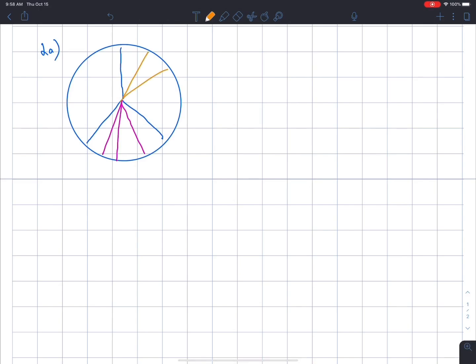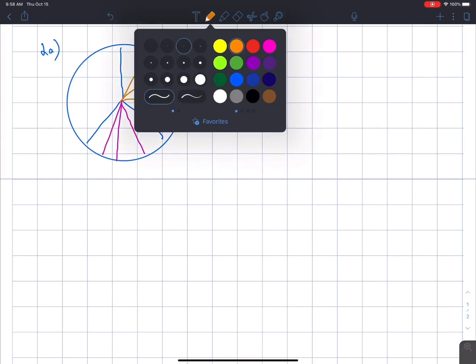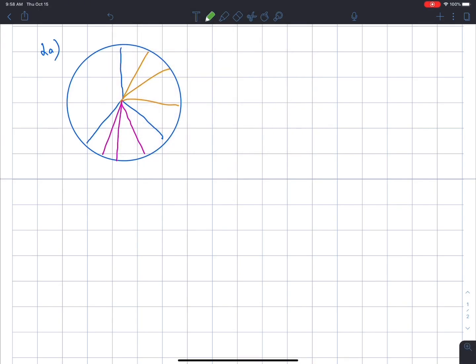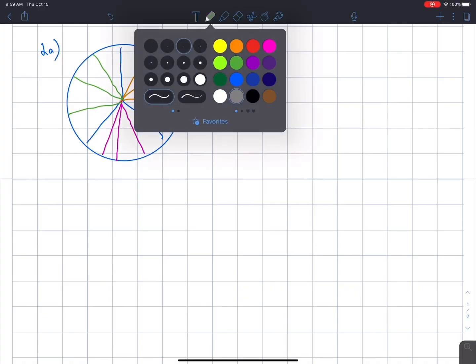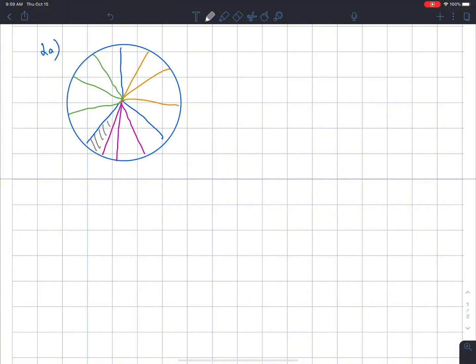1, 2, 3, and 4. Another 4 pieces. And then 1, 2, 3, and 4. Another 4 pieces. They're asking you for the size of each piece. So for example, I can shade one of the pieces. This will be the size of one of the pieces. So now I can count.